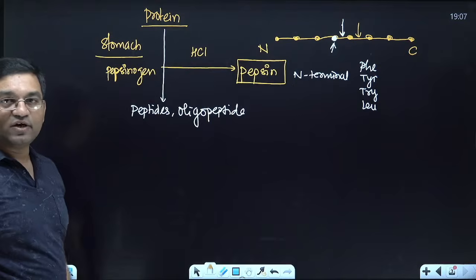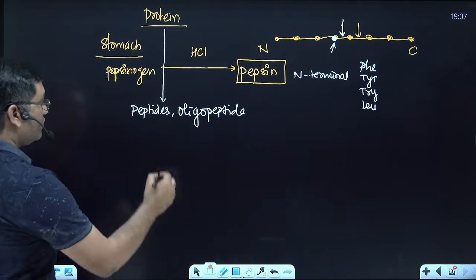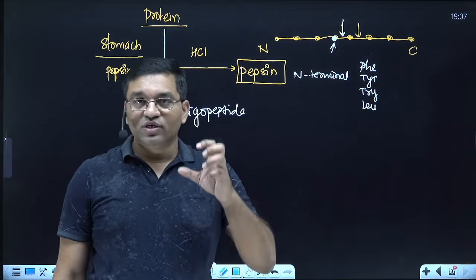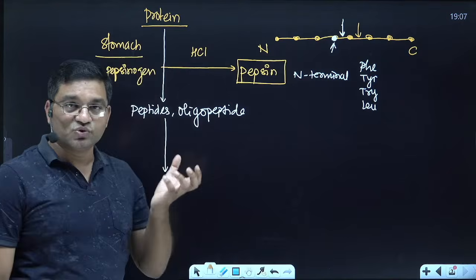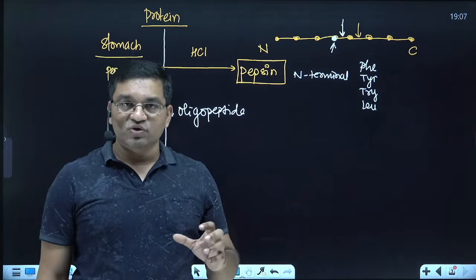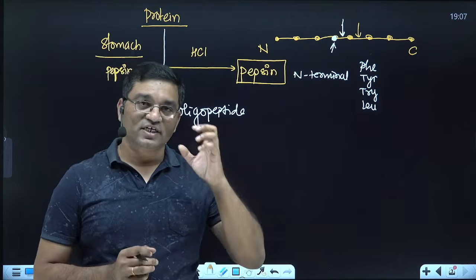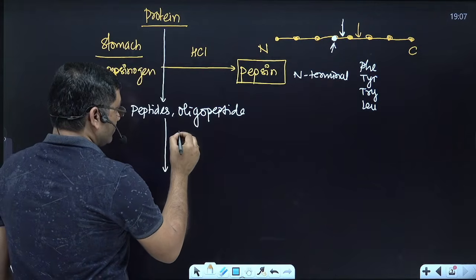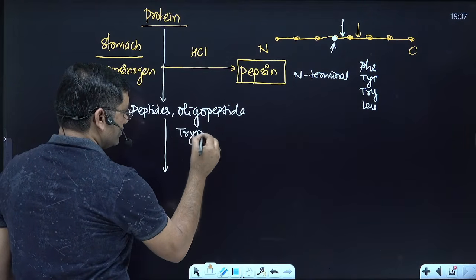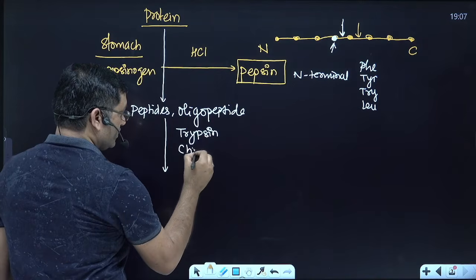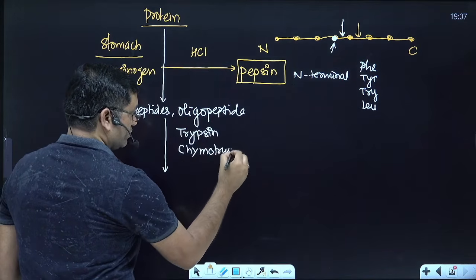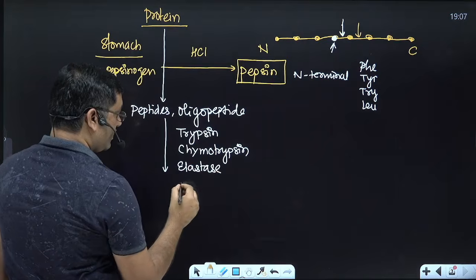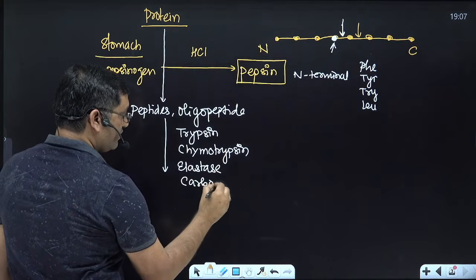Then it is acted upon by the pancreatic enzymes, which are released in response to cholecystokinin. When food reaches the duodenum, cholecystokinin causes the release of pancreatic juice and secretin causes the release of bicarbonate, which provides the pH. The optimum pH for pancreatic enzymes is 8. Now these peptides, oligopeptides, are acted upon by trypsin, chymotrypsin, elastase, and carboxypeptidase A and B.